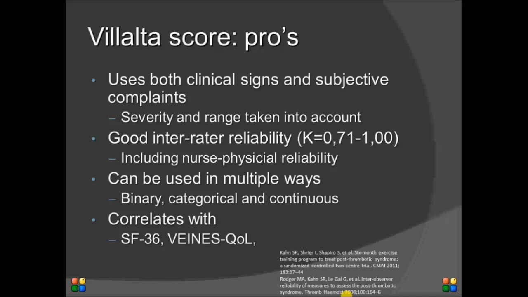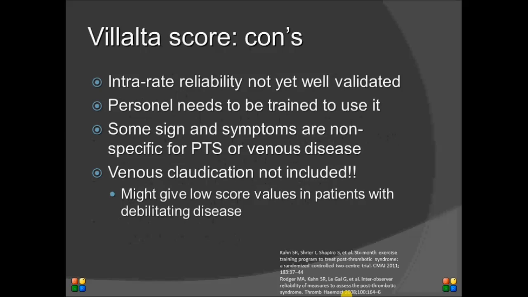But there are also cons. The intra-rater reliability is not well validated, and we know already in our own experience that it's not too good. If you ask two or three people to do it, then you come to different outcomes. You really have to be trained to do it, and some signs and symptoms like edema are not specific to post-thrombotic syndrome. And again, that's typical. That's really, in our opinion, wrong. If you look for post-thrombotic syndrome, then venous claudication should be in it, and it's not in it.